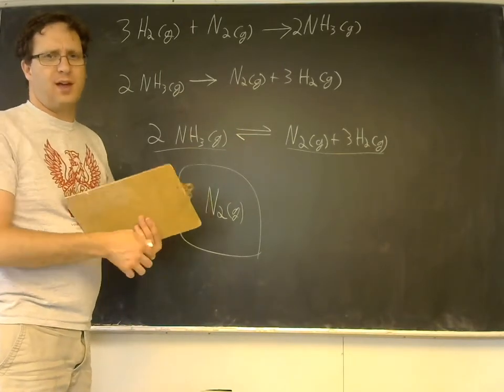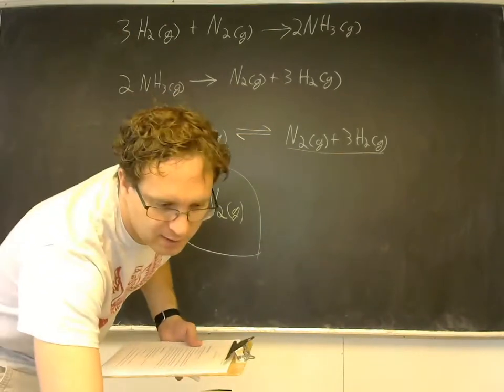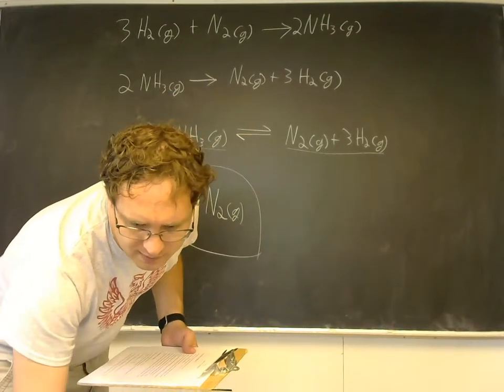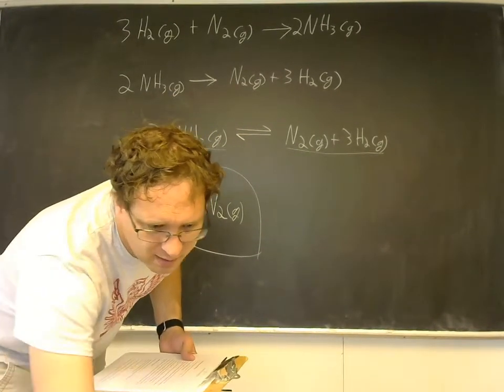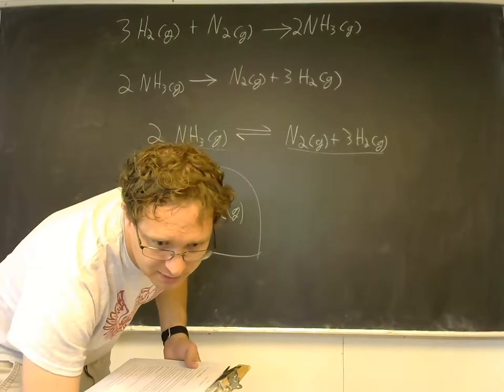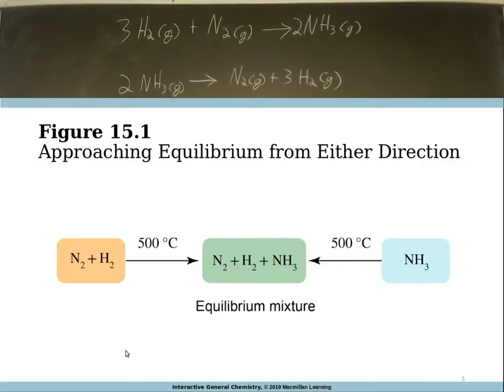So if we go back to, oops, sorry, I forgot to make it visible. There we are. If we go back to figure 15.1, we can reach equilibrium from either side of this reaction, but we must have at least all of the components of one side, or else the reaction can't proceed at all, and equilibrium will never be reached.